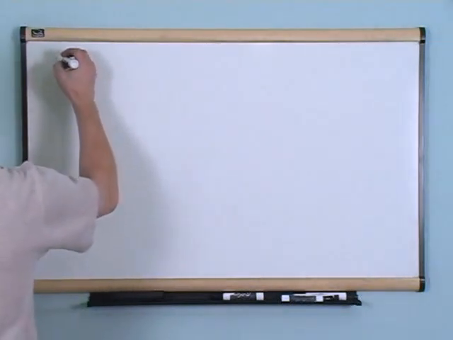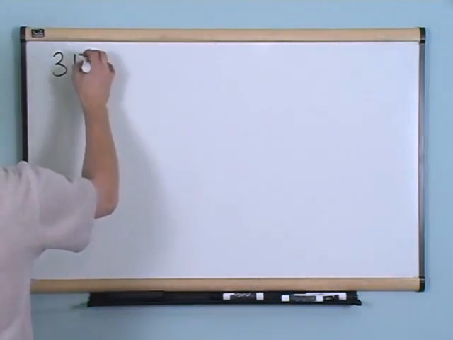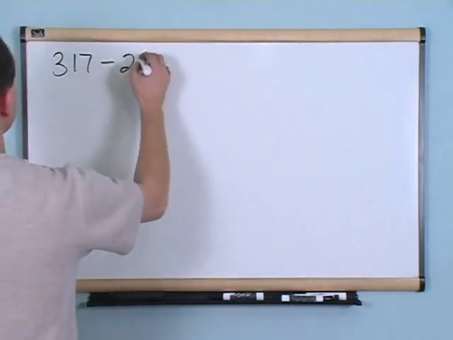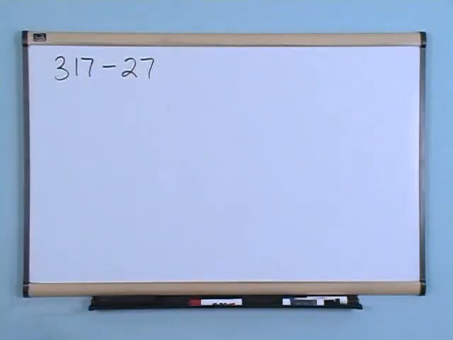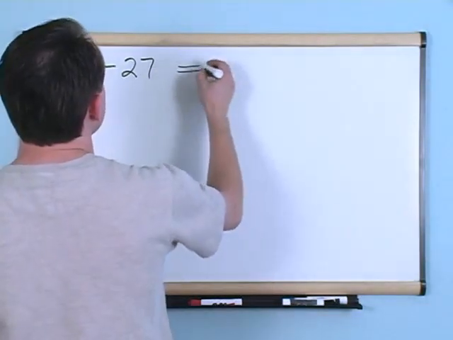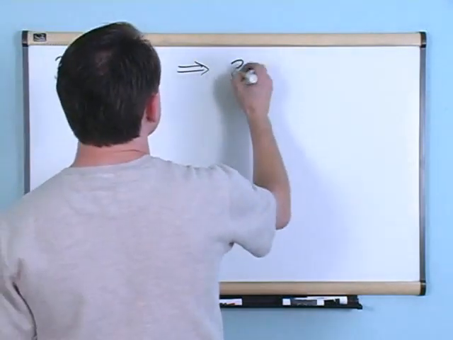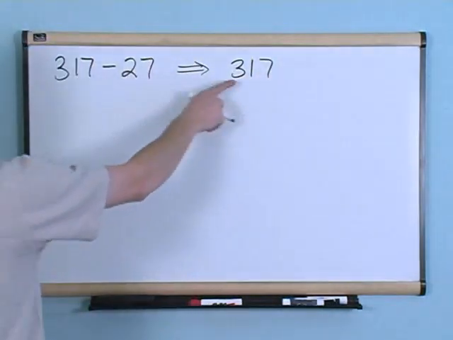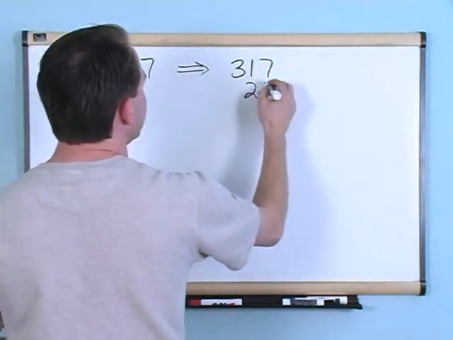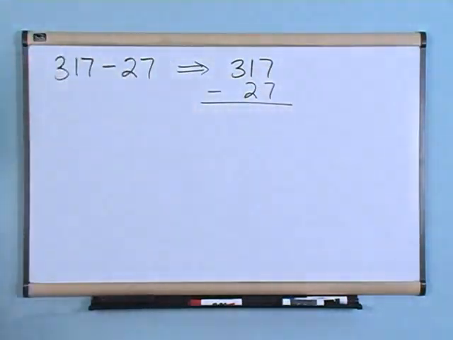If you have 317 minus 27. Now if you had a problem where you were taking 317 and subtracting 27, a 3-digit number minus a 2-digit number, the first thing you would do would be to proceed in the same way that we started all the other problems. And that would be to write the big number, the 317, on the top, and write the 2-digit number on the bottom, and put our subtraction symbol.